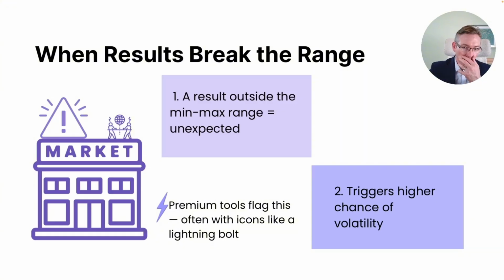Now, premium tools will sometimes flag this with icons like a lightning bolt, showing you it's outside the range. It will be obvious. There'll be one identifying factor on the calendar release, so you can instantly see, aha, that is outside the range. And when that comes in, there's a much higher chance of volatility when you actually see that data release.